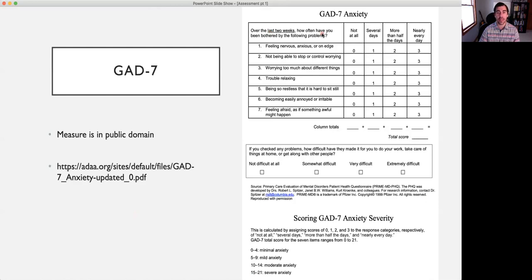So over the last 2 weeks, how often have you been bothered by the following problems? And you have the same type of response options. Some of the questions are things like feeling nervous, anxious, or on edge, worrying too much about different things. That's one of the hallmarks of generalized anxiety disorder: you're not just focused on one thing or one worry. You have lots of different worries. Becoming easily annoyed or irritable. So those are some of the questions that are on the GAD-7.